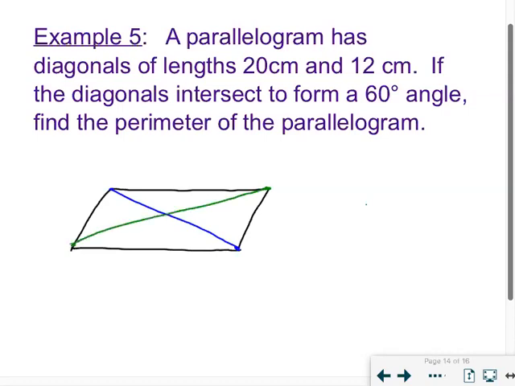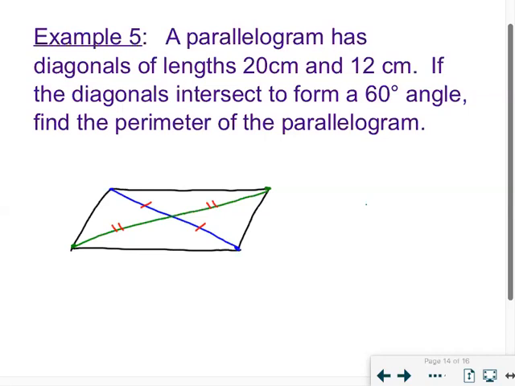Some of the things you probably need a refresher on: diagonals of parallelograms are not congruent. That's the first thing you have to understand. They may look congruent, but they're not. And the other thing is that diagonals of parallelograms bisect each other. So when the green diagonal hits the blue diagonal, these two sides of the blue diagonal are congruent to each other, and these two sides of the green diagonal are also congruent to each other.